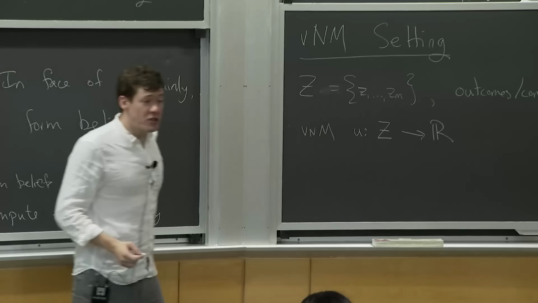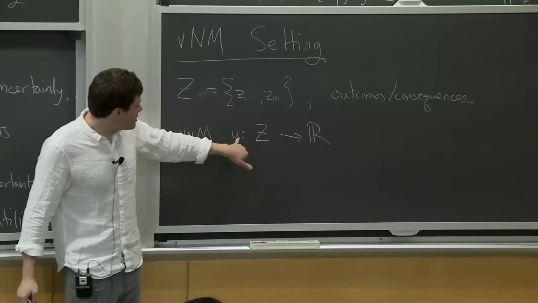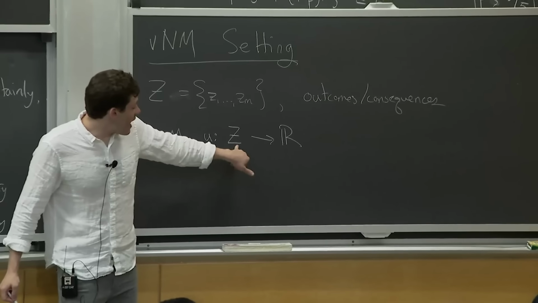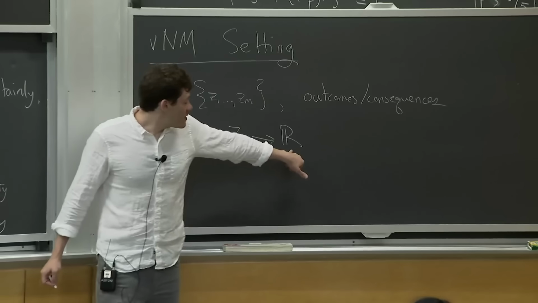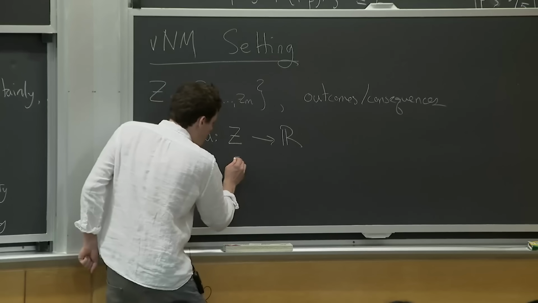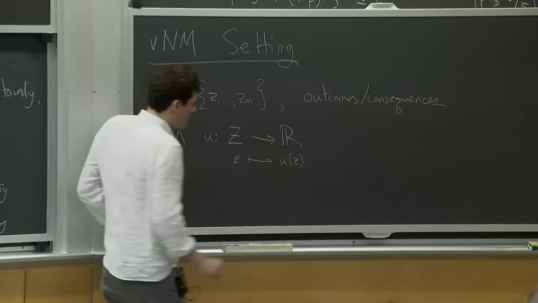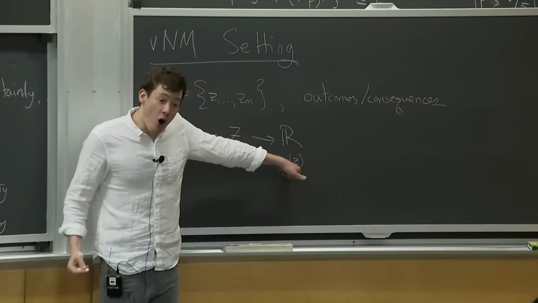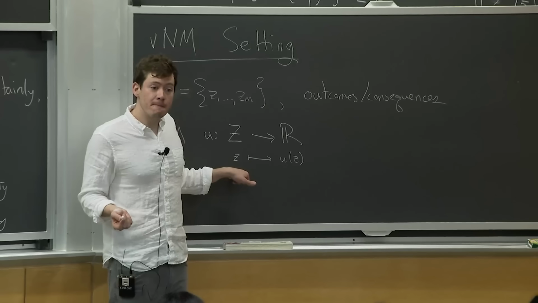So I'm going to use this function notation a lot in the course. When I put a letter and then a colon, that means this is a function that assigns to every object in this set, something in this set. So in this case, it assigns to every outcome Z, because I'll write it like this underneath, what we'll call U of Z. And U of Z is the cardinal von Neumann-Morgenstern utility I get from the outcome Z.